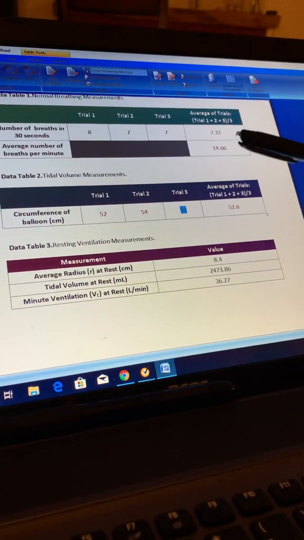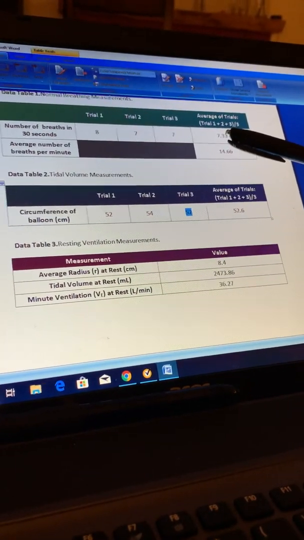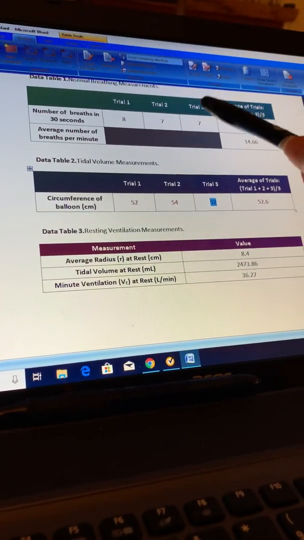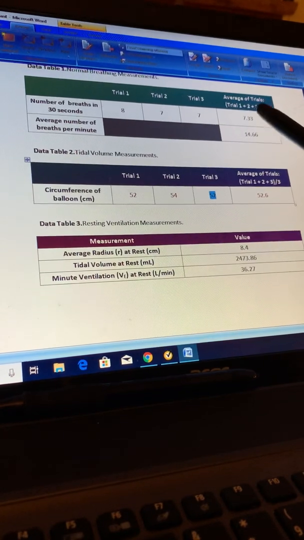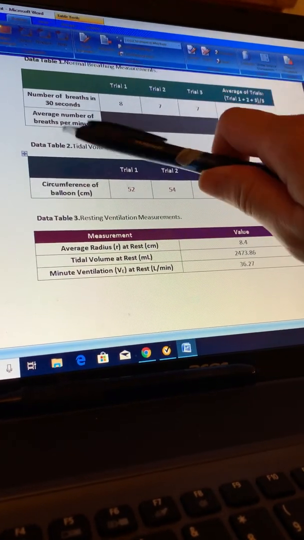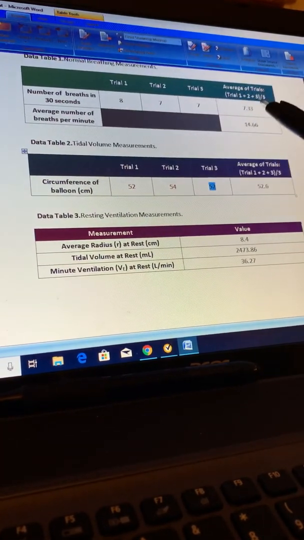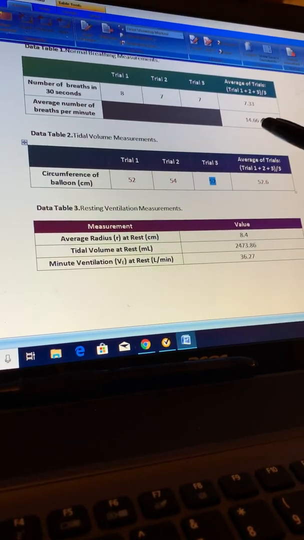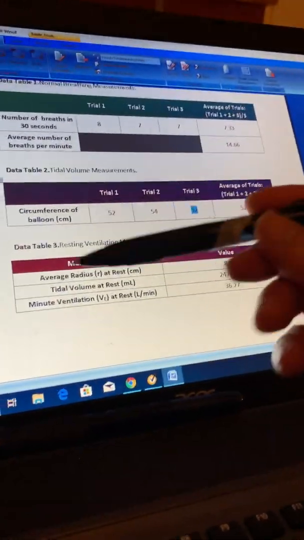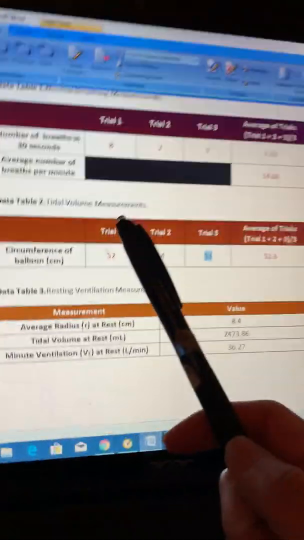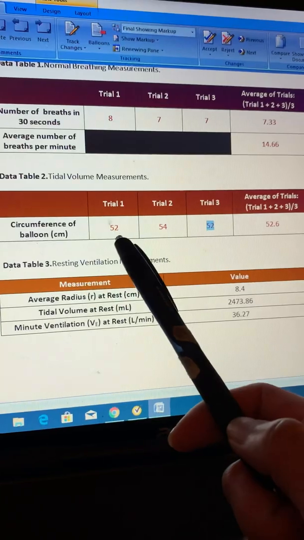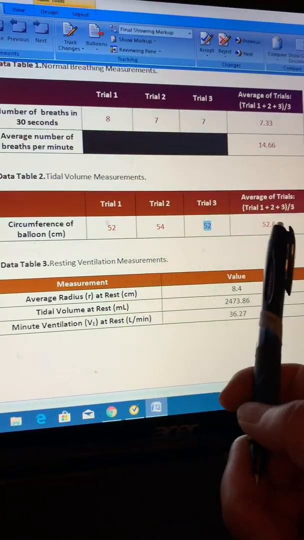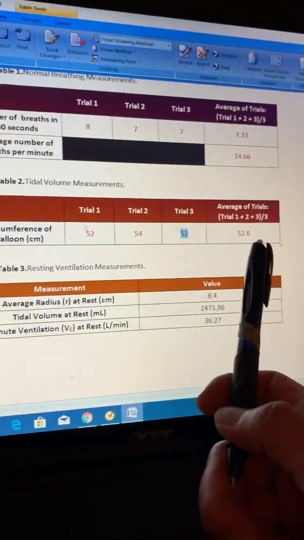You have to get the average of the 3 trials, which is you get the sum of the results, and then divide it by 3. And then to get the average number of breaths per minute, you have to multiply this answer, the average of 3 trials, by 2. To get the tidal volume measurement, you have to do it 3 times as well, and then you get the average by adding the 3 and dividing it by 3.